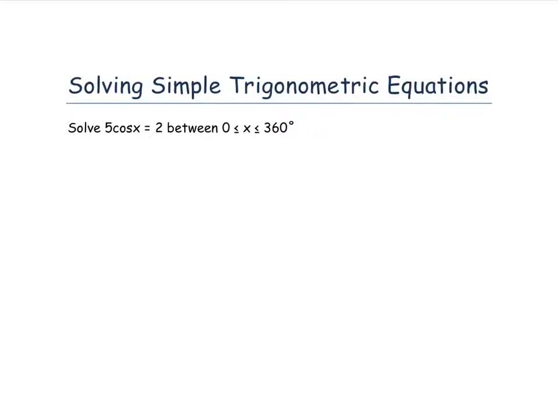Solving simple trigonometric equations. Quite often in Core 2 you'll be asked to solve trigonometric equations between a certain range for a trig ratio. For example, you could be asked to find all possible values for a cosine problem between the values of 0 degrees and 360 degrees.